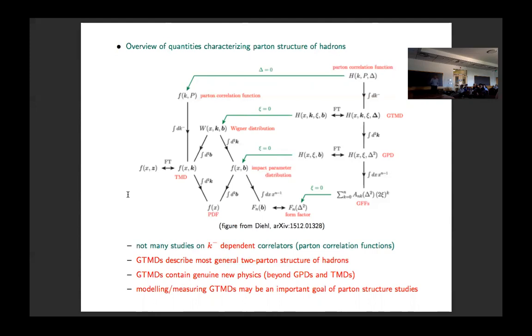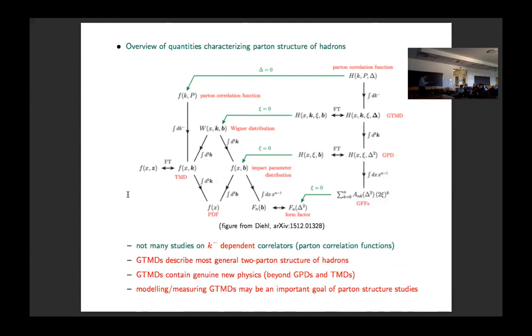Keeping in mind that I ignore this level, by the way, the counting of these functions is exactly as the counting after you integrate over k minus. So there are no new functions coming in. You just make a projection. Neglecting those, I think one can say GTMDs describe the most general two-parton structure of hadrons. They definitely contain new physics, which goes beyond what we know from GPDs and TMDs.